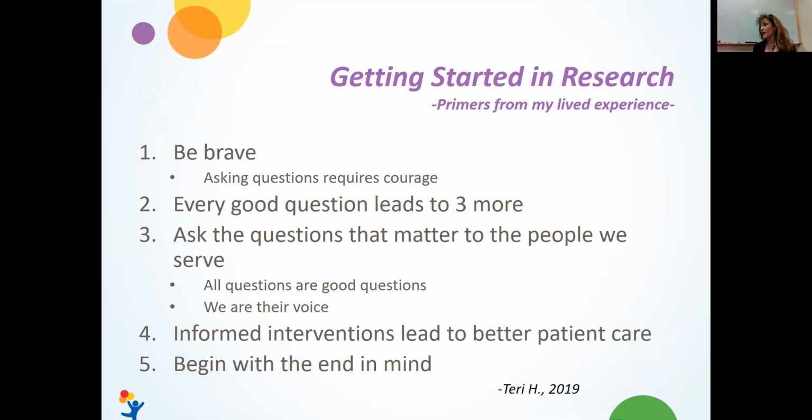That's the way that things change. And so, the story that I like to tell is when I was a cardiac nurse in Dallas, Texas, I had questions. I could see things that I thought there might be a better way. And there were no nurse scientists.